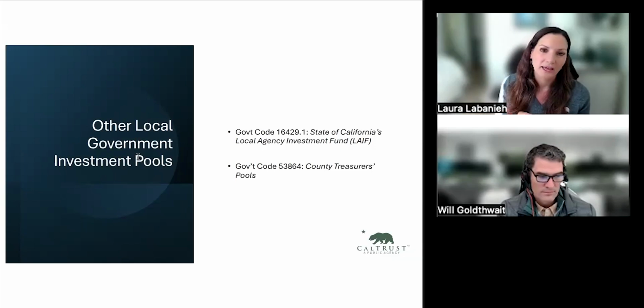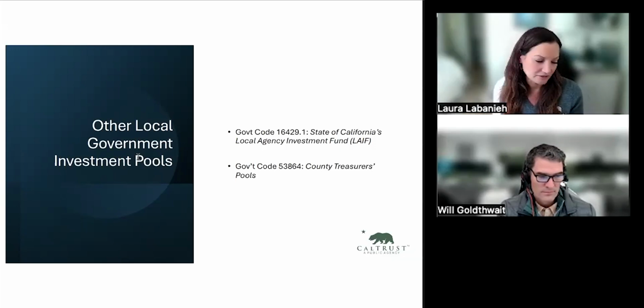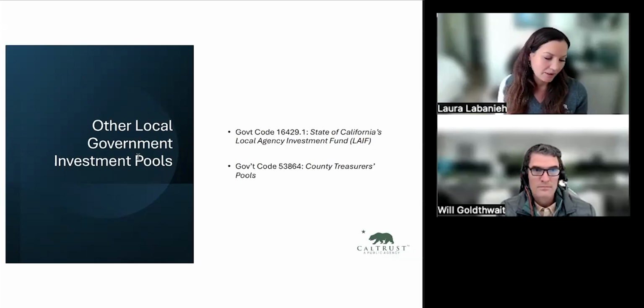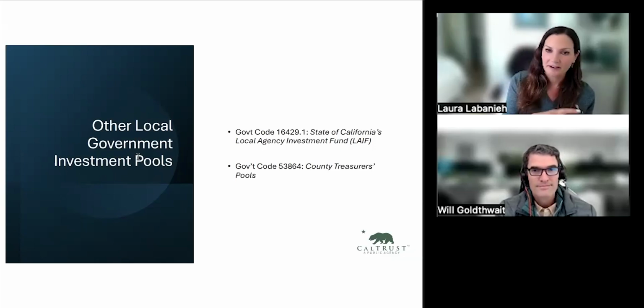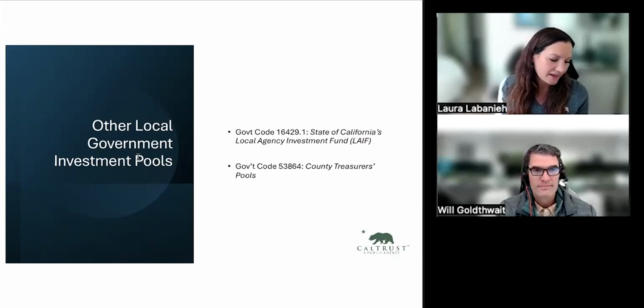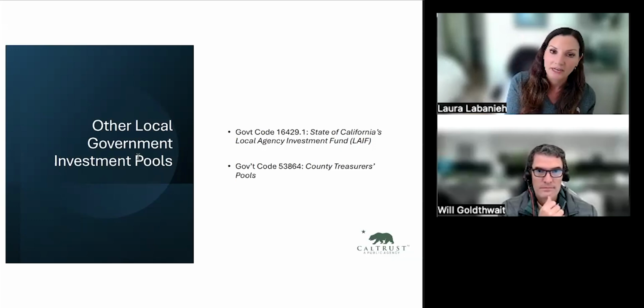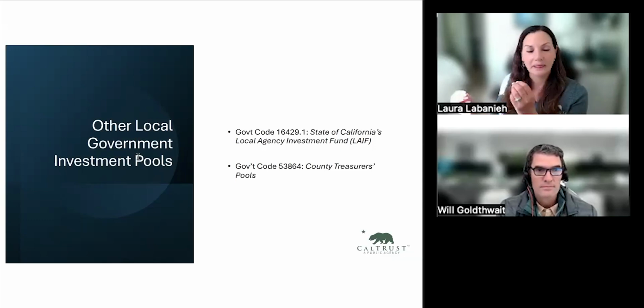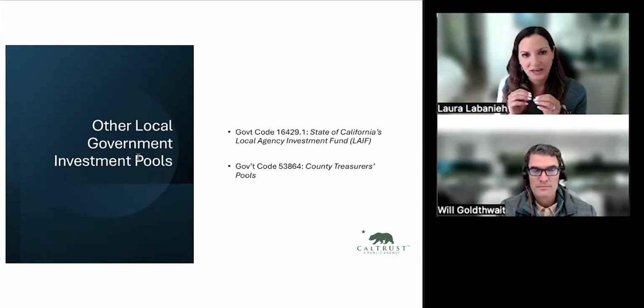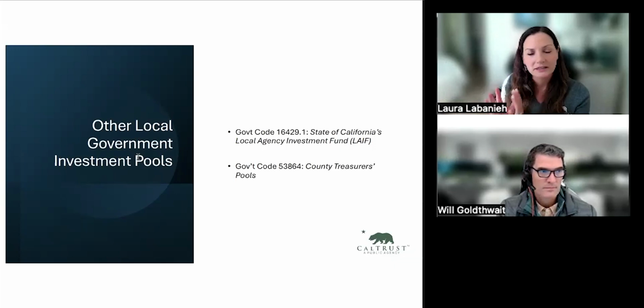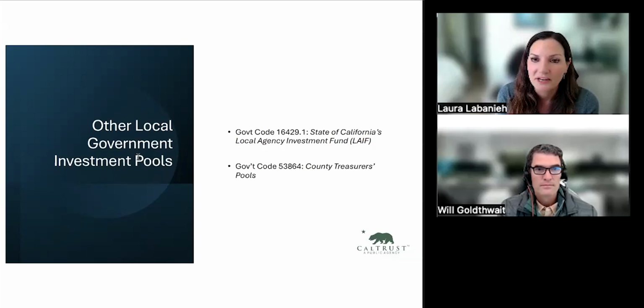You also want to look at, if you're comparing different investment options and LGIPs, the duration of the funds. We'll talk a little bit about how CalTRUST is structured versus how LAIF is structured in that. The ratings: CalTRUST and the other LGIPs in California, JPAs, were all rated. Some county pools are rated, some are not. LAIF is not rated. So there are a lot of differences there, and you're not really comparing apples to apples when you compare LAIF to the other LGIPs in California, because they're structured so differently, having been born out of this larger fund at the state level. And I'll ask Will if he wants to add a little bit more about some of the differences there.